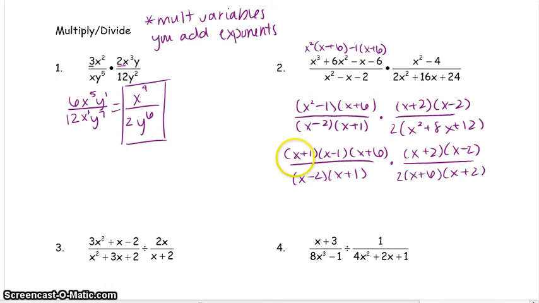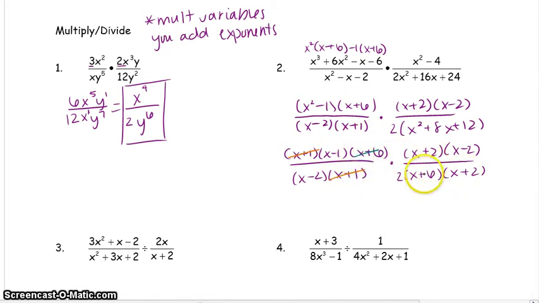So let's start off here. We have an x plus 1 in the numerator. Do we have one in the denominator? Yes, we do, so we can cancel those out. Then let's see, do we have an x minus 1 anywhere? Looking? No, we don't. Now let's look for x plus 6.